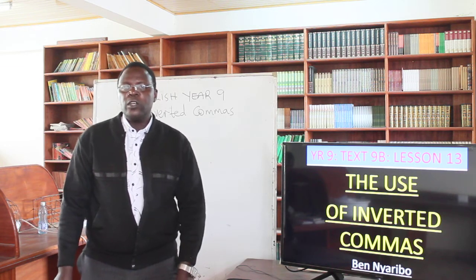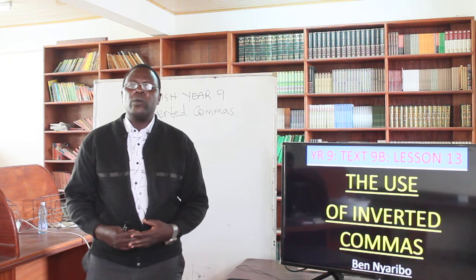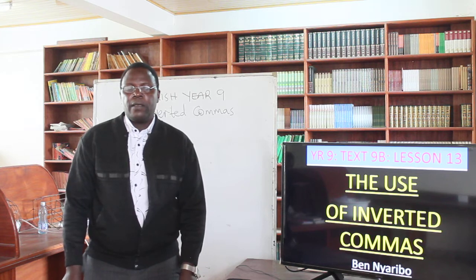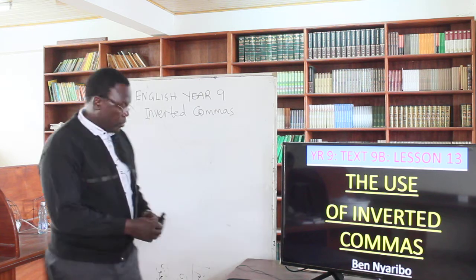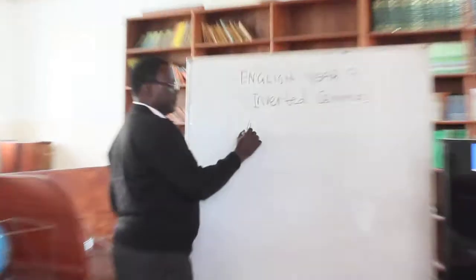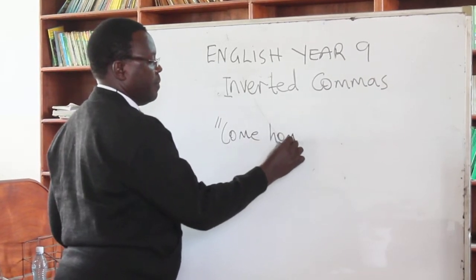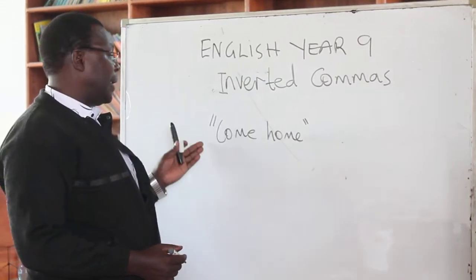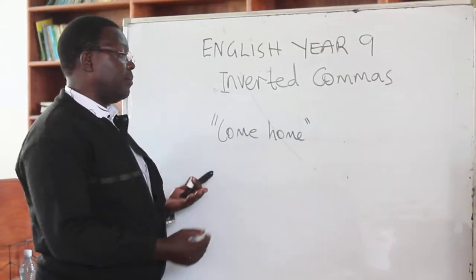But it's important for you to know that inverted commas are punctuation marks that are used in writing to show where speech or quotation begins and ends. They are usually written or printed this way: inverted commas. Come home. Inverted commas. They are opening and closing inverted commas. It's only that I cannot invert them here.